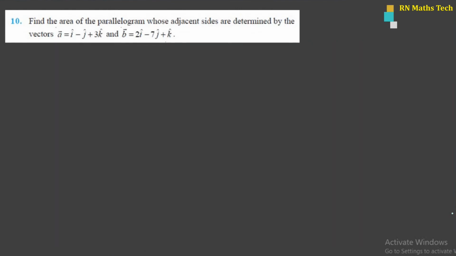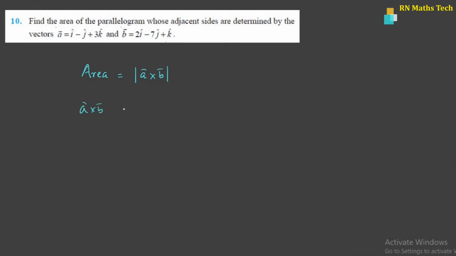Now the 10th one: find the area of the parallelogram whose adjacent sides are given by A bar and B bar. If the adjacent sides are given, the area of the parallelogram is modulus of A cross B.